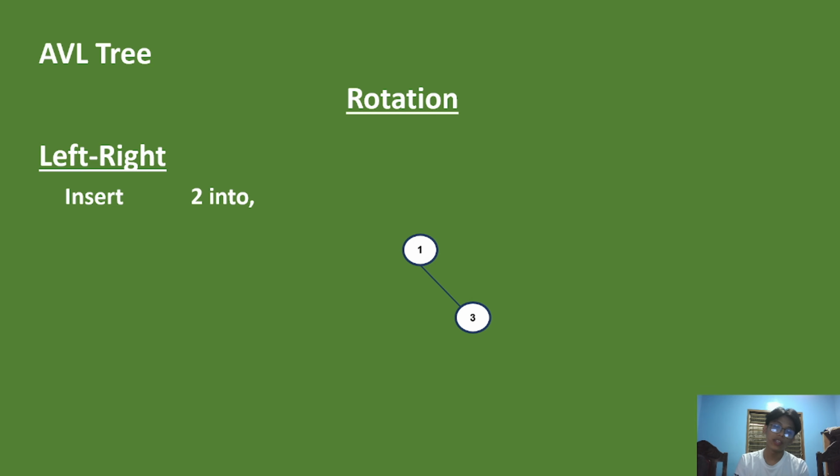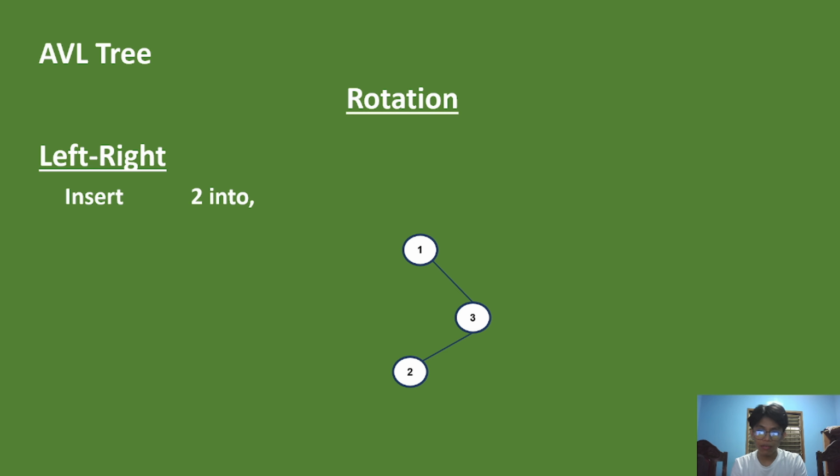Now we are going to do the left-right rotation. As you can see, we are going to insert number 2 here. As we insert it, it is greater than 1, so it's going to be on the right side, while it is less than 3, so it's going to be on the left side. It now looks like this.